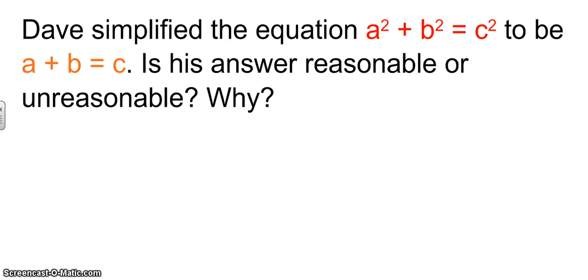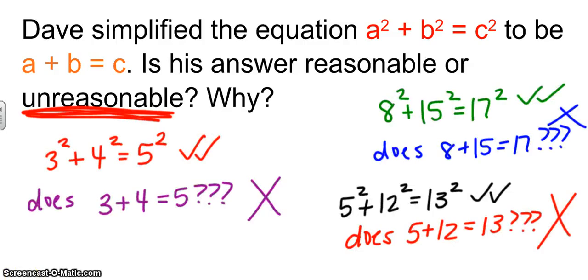Alright, Dave simplified the equation a squared plus b squared equals c squared to be a plus b equal to c. Is his answer reasonable or unreasonable, and why? I want you to pause, and I want you to see if you can come up with an example to justify why he's right or to justify why he is wrong. Did you take the time to pause your video? If you didn't, pause it now. Think about it. Alright, his answer is definitely unreasonable.